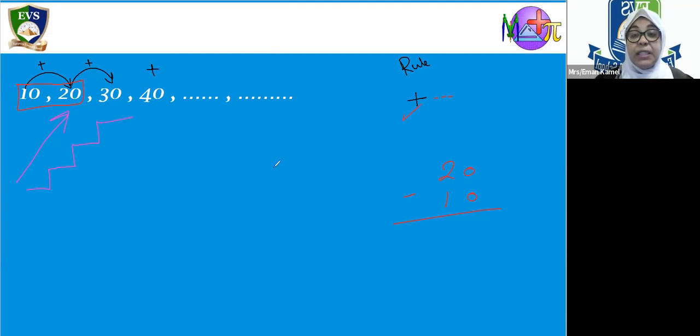Can I say 10 minus 20? Is it right? No. Excellent, Mariam Ali. Thank you, it's wrong. You have to start with the greater number. So this one is wrong. Why? You have to start with the greater number. 20 minus 10. Who can answer me? 20 minus 10.